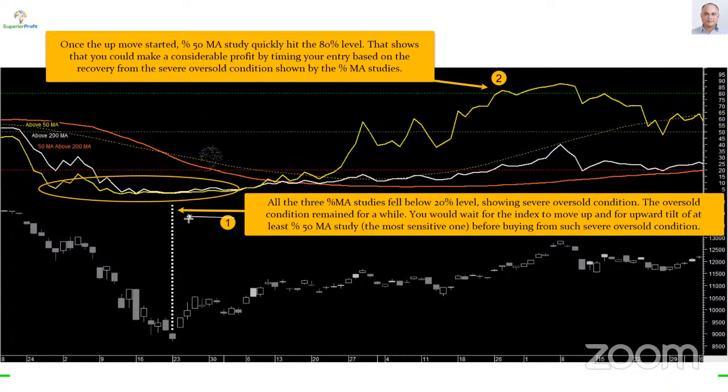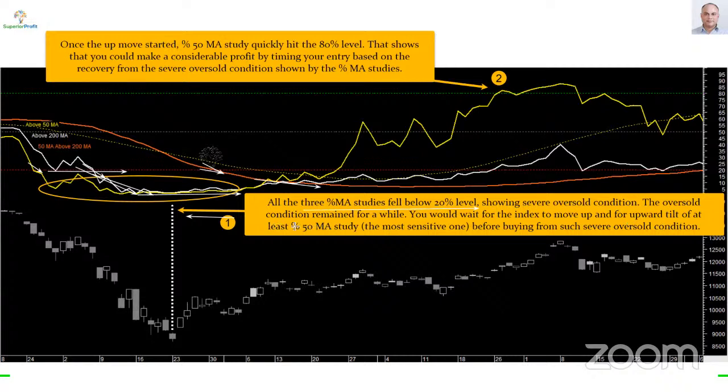Point number 1 first. Here, as I mentioned, going below the red line was not enough. It went deep below the red line level, that's the 20% level. And not only the yellow line, but the white line, and eventually the orange line also crossed below the 20% level. Of course, the yellow line crossed first, then white, then the least sensitive, the orange line. All 3 percentage MS studies fell below the 20% level, showing severe oversold condition. Again, the yellow is the most sensitive.